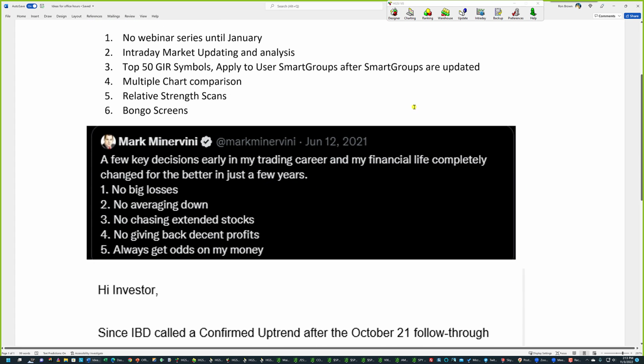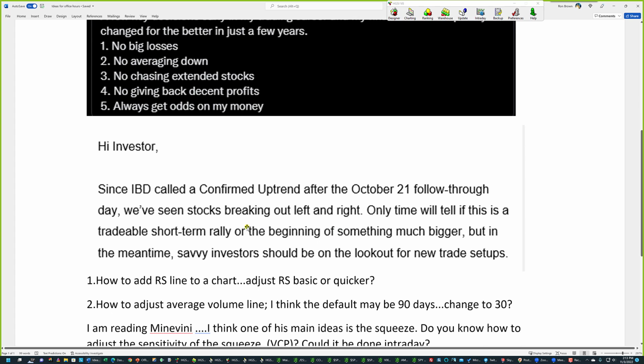And this came in as a tweet today from Mark Minervini. I think it's pretty logical here. No big losses, no averaging down, no chasing extended stocks, no giving back decent profits. Always get odds on my money, and by that I think he means he's looking for low risk entries to get odds.